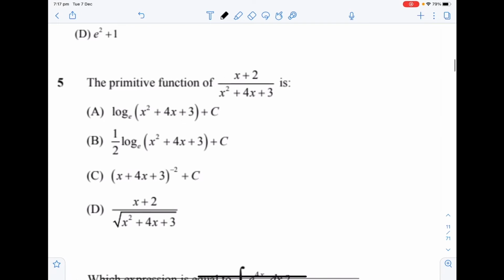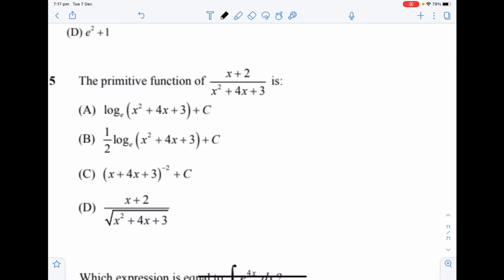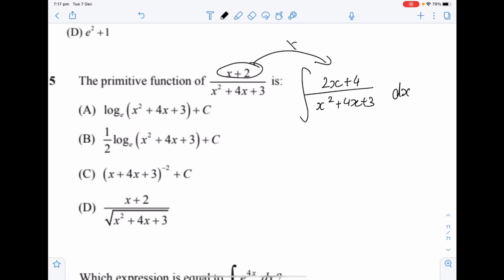Elisa, so what did you do? So the differentiated version of the denominator should be 2x plus 4. Beautiful. So we want our numerator to be 2x plus 4 and our denominator to be x squared plus 4x plus 3. Then what did you do from there? And because you times the numerator by 2, you would also times it by a half. Good.